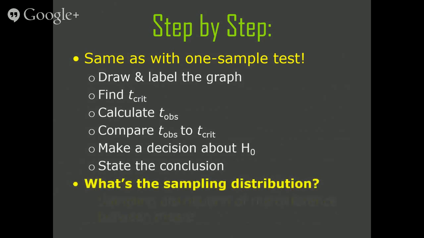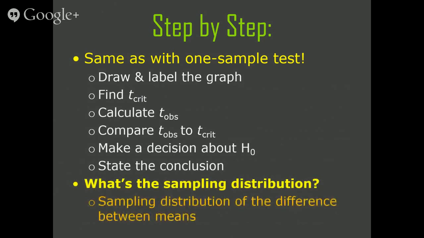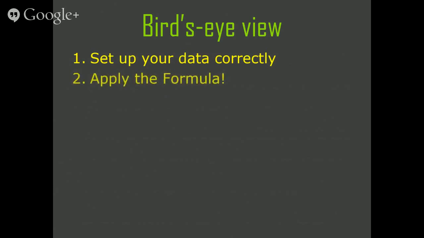So what's the sampling distribution? It's the distribution of the differences between means, or in this case, the distribution of the mean of paired differences. So all the means of paired differences, or all the differences between paired means, either way works. They're the same thing. So if you set up your data correctly and you apply the formula, this is all you do. Super, super easy.